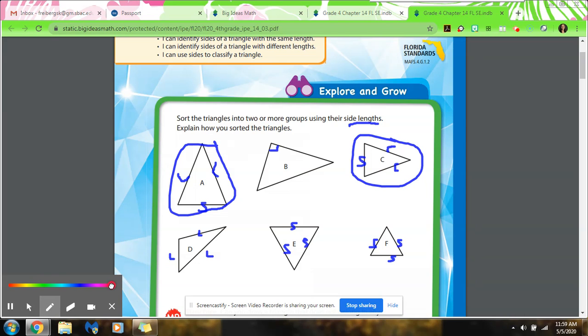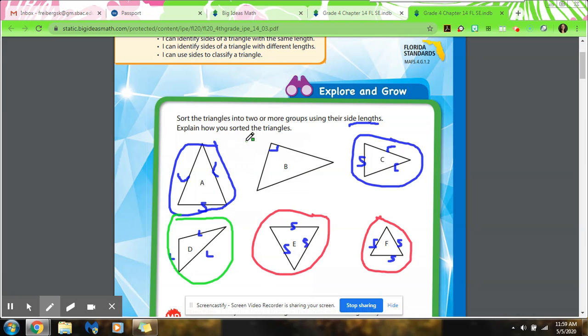I'm going to use a different color to see if we can find any more matching ones. Well, I know that E and F are the same because they all have the shorter sides, and they all actually look the same to me in my opinion. Let's take a look at the last group here. B and D also have somewhat longish sides. So they all have a different type of side length.